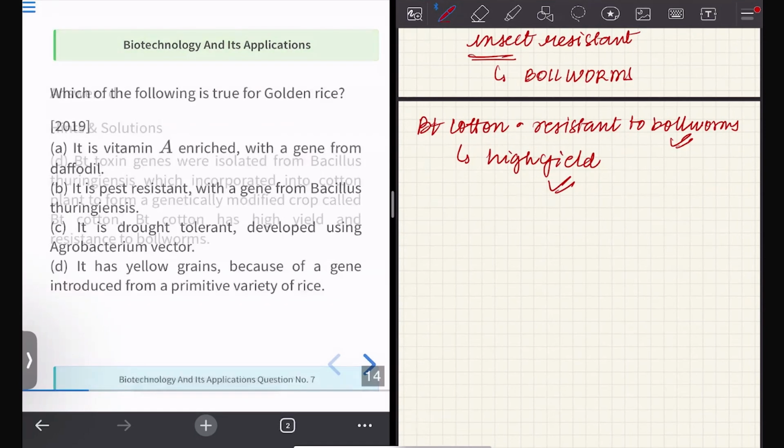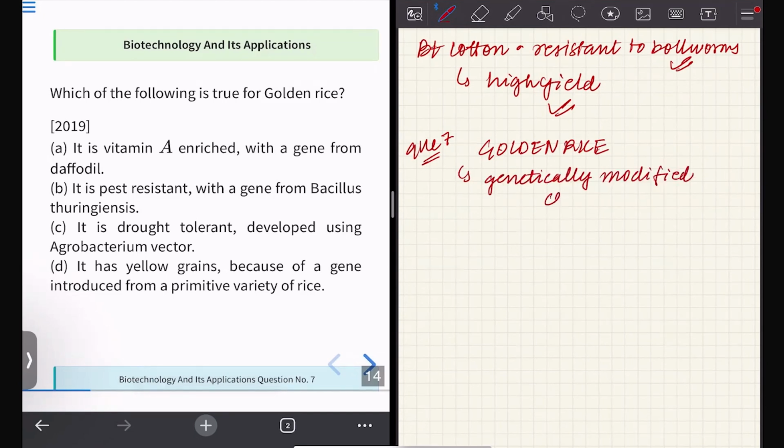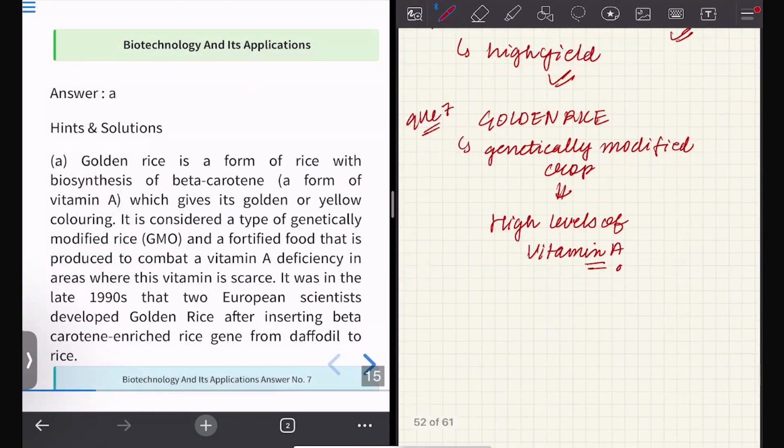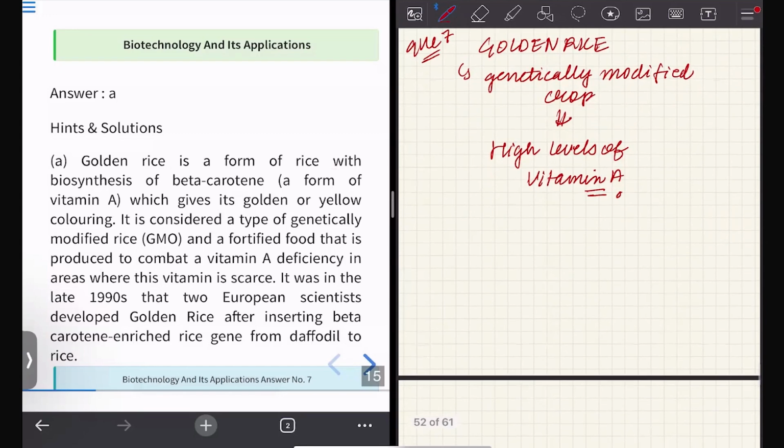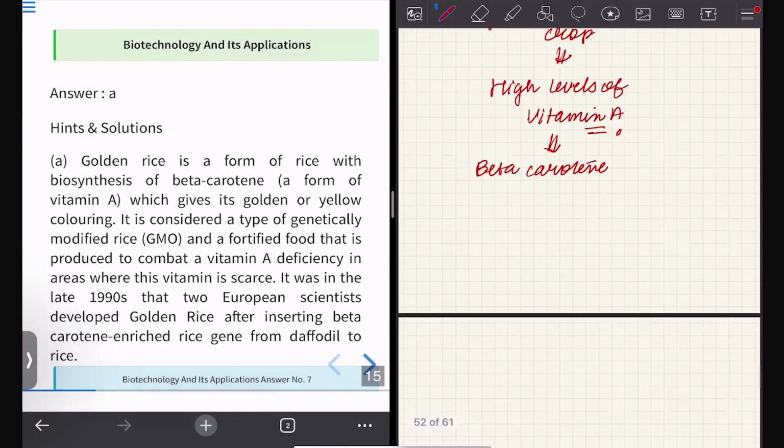Moving on to the next one, which of the following is true for golden rice? We have question number 7. We know that golden rice is a genetically modified crop. How is it genetically modified? It contains high levels of vitamin A. And how is this useful? It is a form of rice with biosynthesis of beta carotene. In what form is vitamin A present here? It is present as beta carotene, and this beta carotene usually gives it a golden or yellow color.